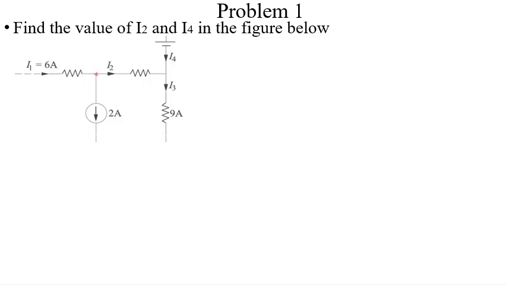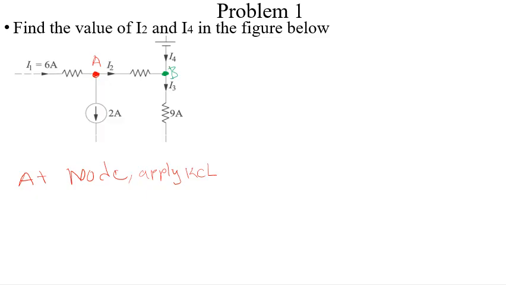I've identified one node here, which is why I'm circling, and I've identified another node here. Let's name the nodes A and B. I'll name this one A, then name this one B. So we'll now do our analysis. At node A, we are going to apply KCL.